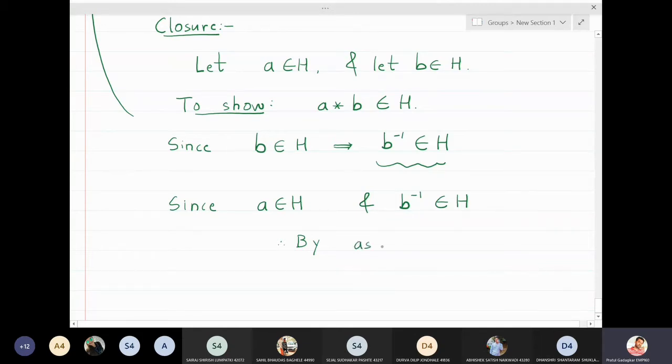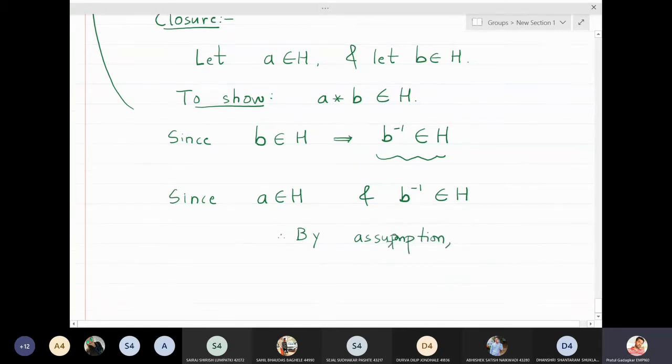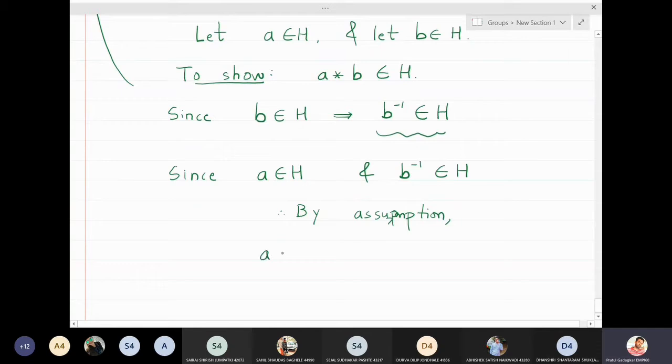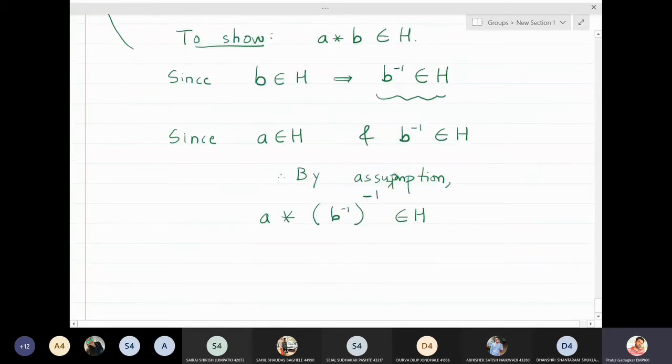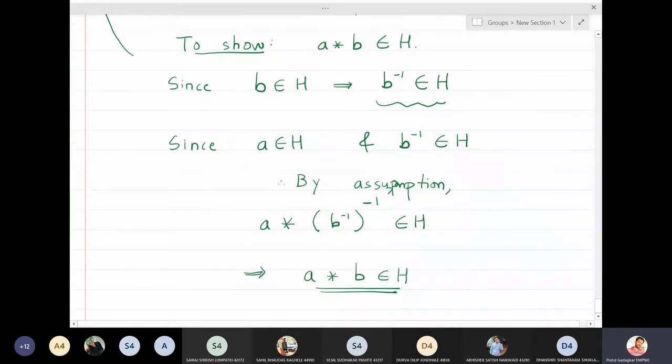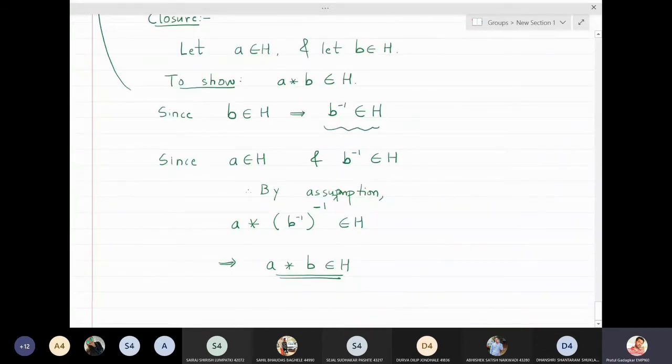By assumption, first element star second element inverse belongs to H. But what is B inverse inverse? We know that B inverse inverse will turn out to be B, and therefore A star B also belongs to H. So this means that we have taken A in H, we have taken B in H, and we have now proved that A star B also belongs to H.